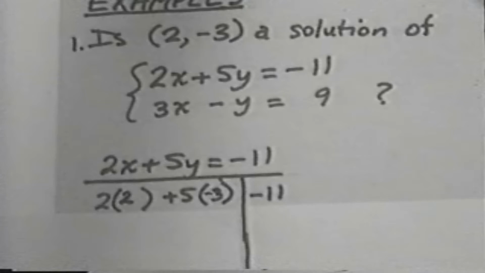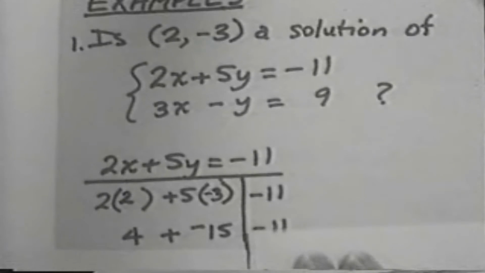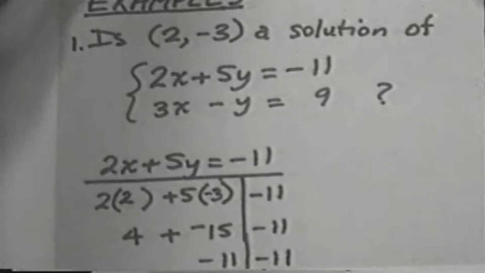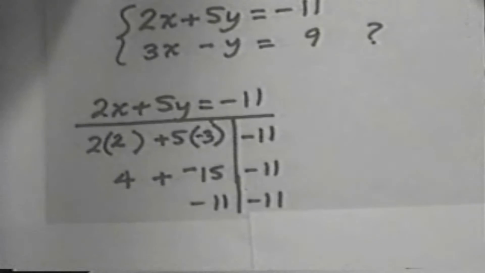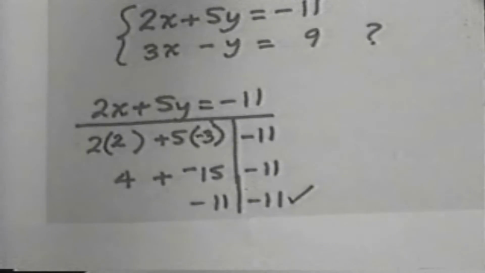On the left, multiply. 2 times 2 is 4. 5 times -3 is -15. On the right, there's no work to be done, so we simply copy. And then 4 plus -15 is -11, and so we get -11 on both sides of this check. That means, yes, the ordered pair satisfies the first equation. Does that mean that the ordered pair is a solution of the system? No. All that means is we're halfway there.